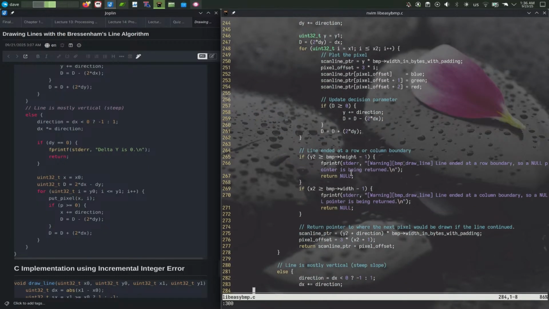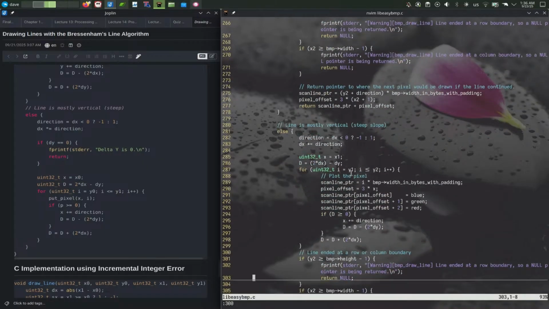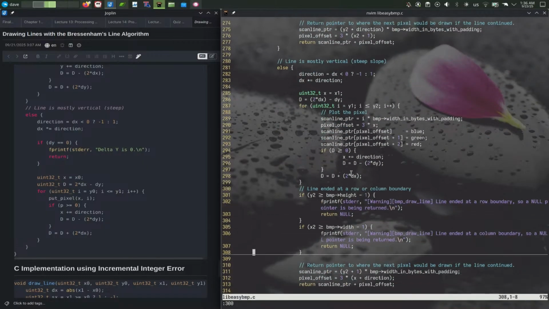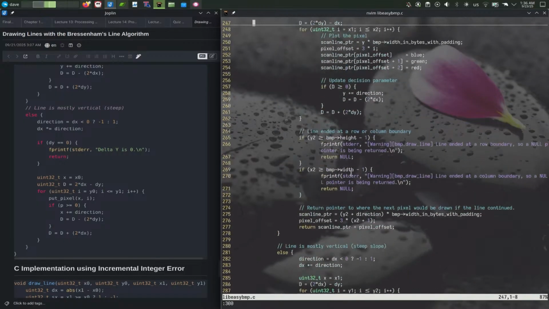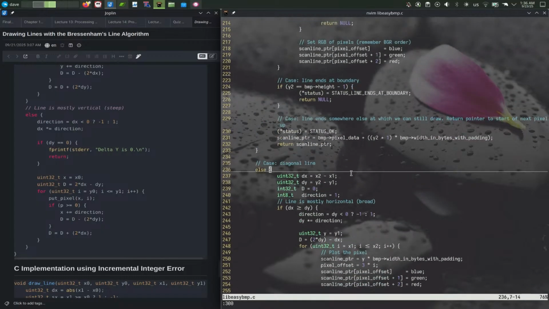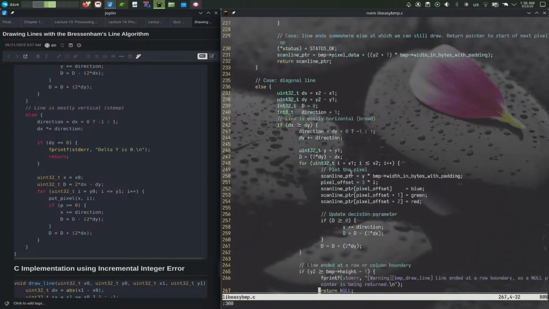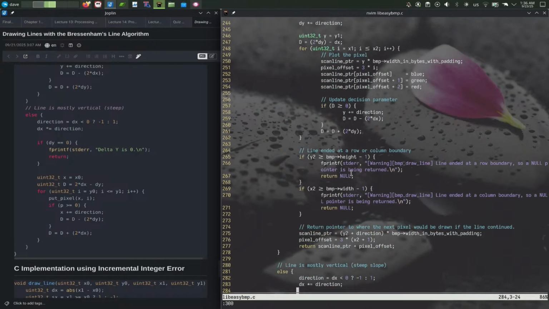Yeah, is it? Did I redefine it or something? Wait, I don't see what the problem is. It's a signed integer type. Int32_t is a signed integer type. So what is the problem exactly?